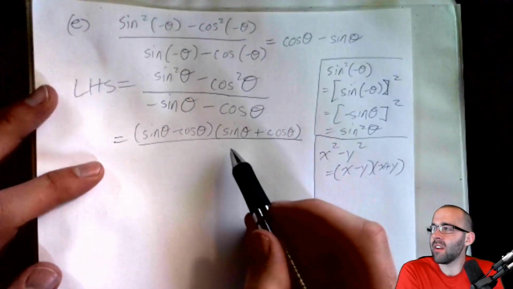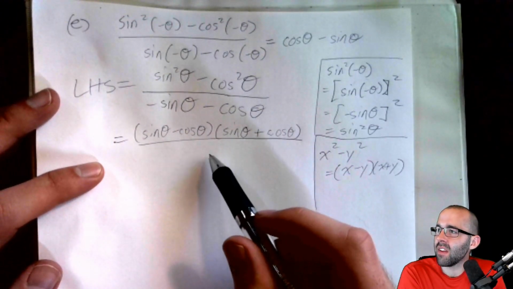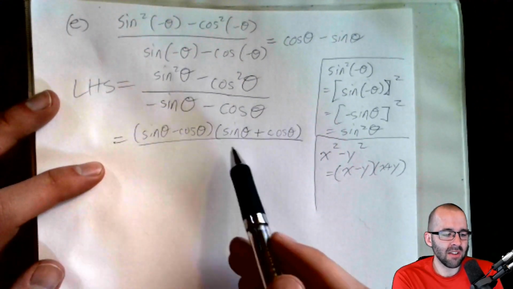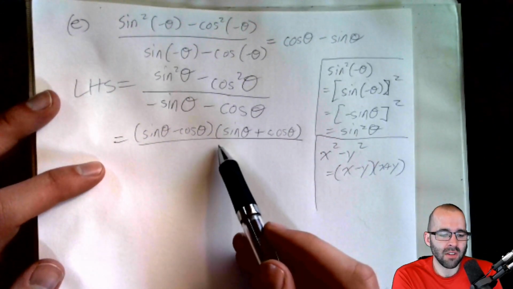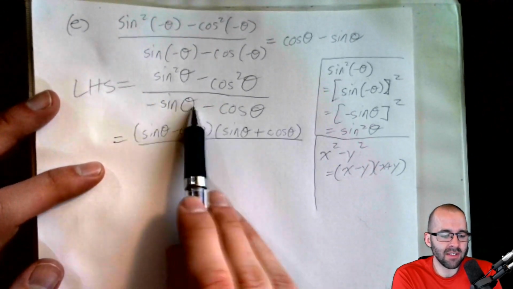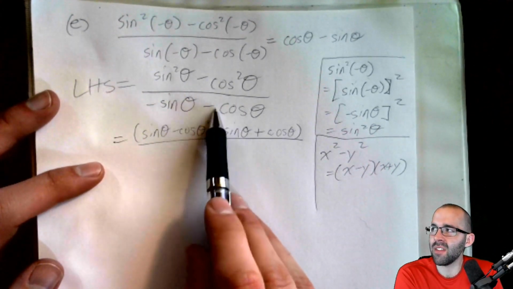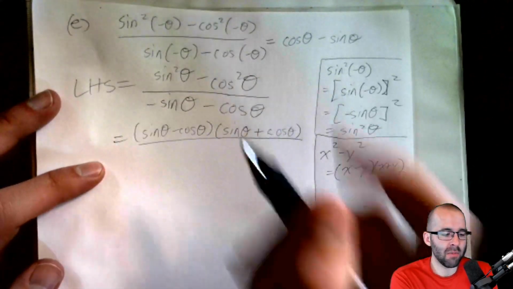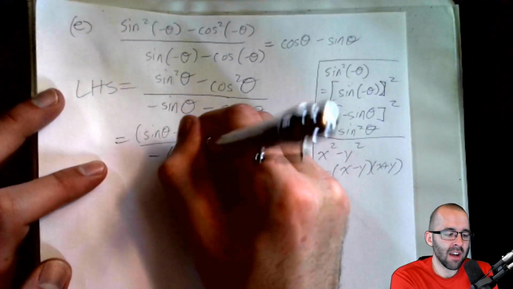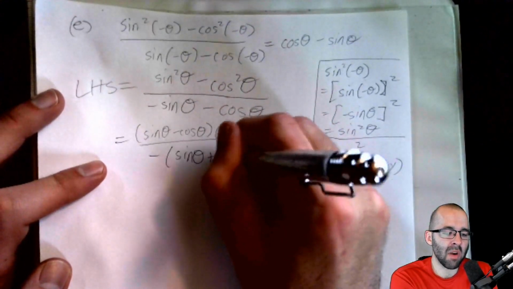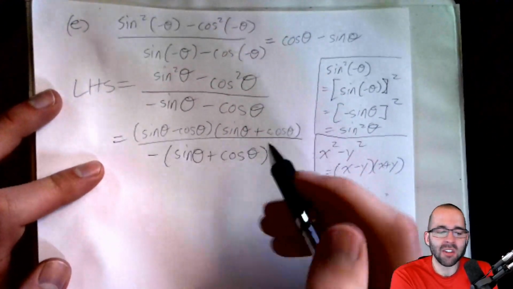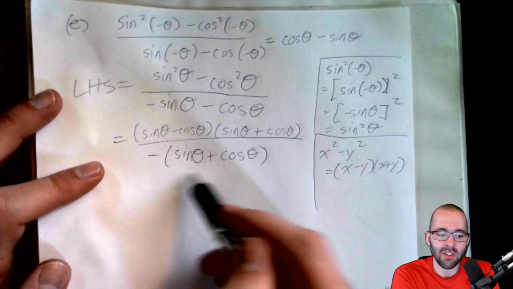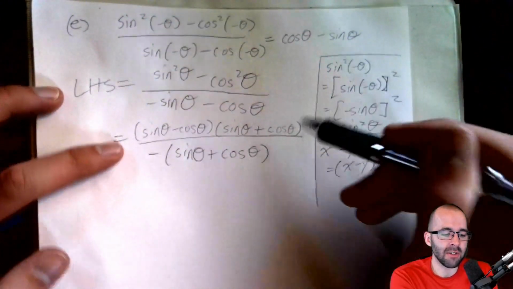And before I even write the denominator, I don't want to write it like it is because it looks different. I want cancellation, but this is not in the numerator. So let's rewrite this. We can factor out a negative from the denominator, from both of them. So factor it out and it becomes positive sine theta and positive cosine theta. And every time you factor, it's a good idea to check by distributing or foiling that we factored correctly.